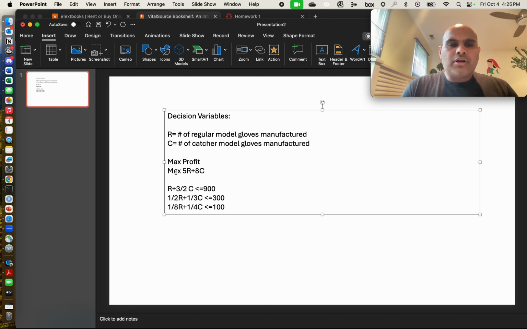So because there are a lot of denominators, I'm just going to convert these constraints into slightly better looking constraints. You don't have to do this, but I'm just doing it because I don't feel like having anything in the denominator. So if I multiply this whole constraint by 2, I will end up getting 2 times R, right? Why did I choose 2? Because this has a 2 in the denominator. It's 2 times R plus 3 times C is less than or equal to 1800, right? So that's my first constraint. Next.